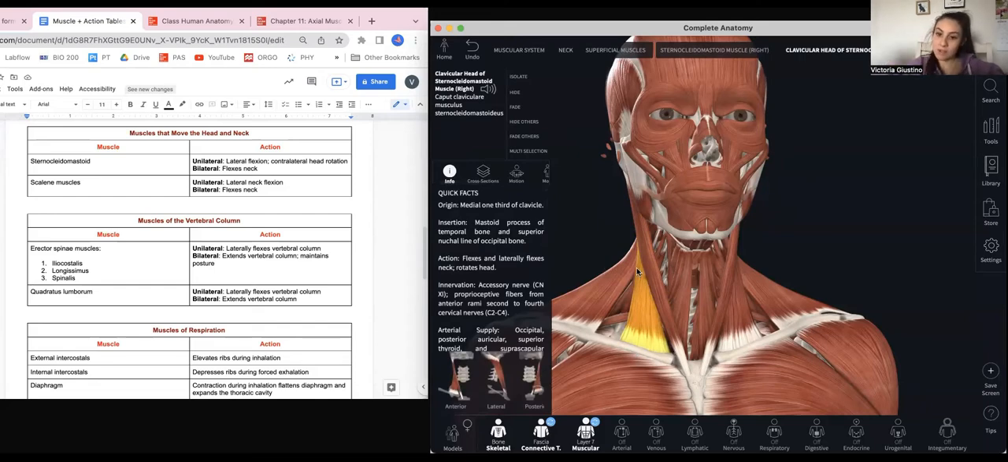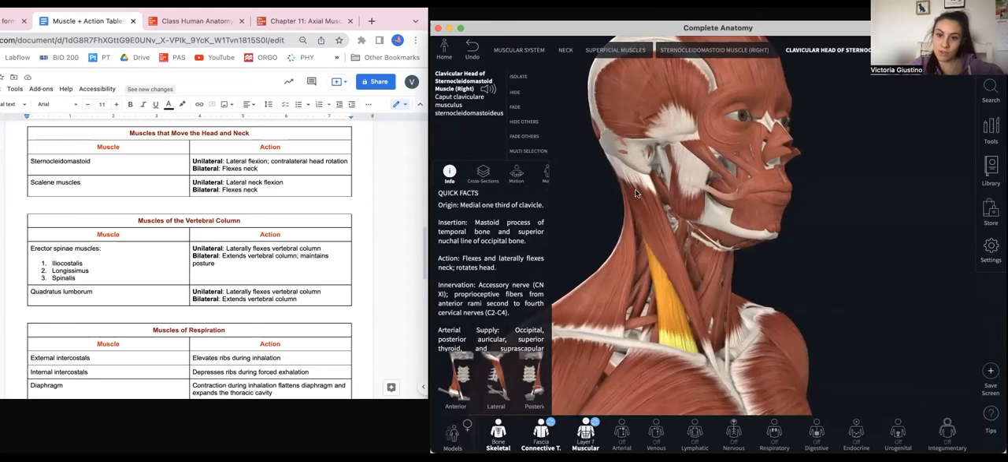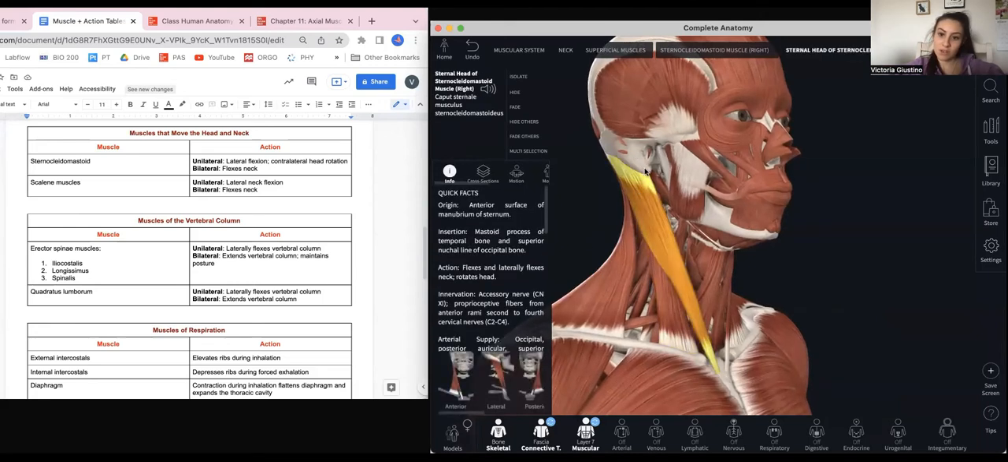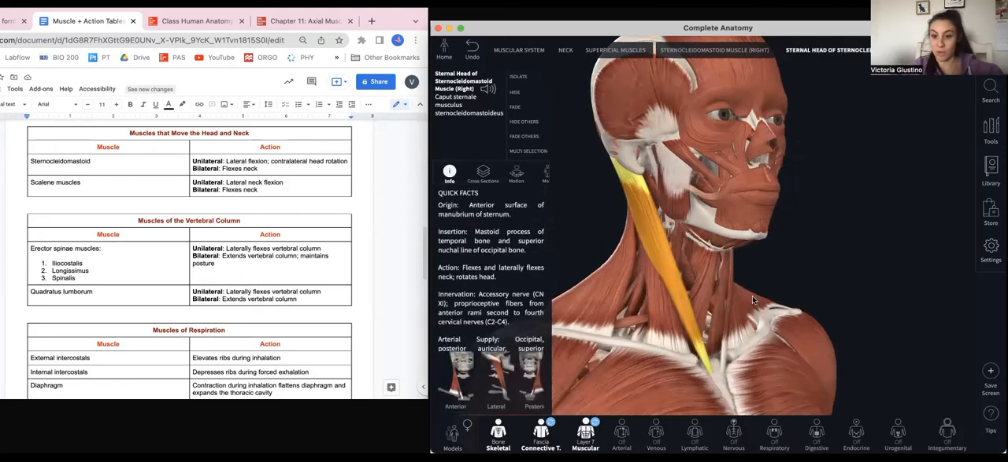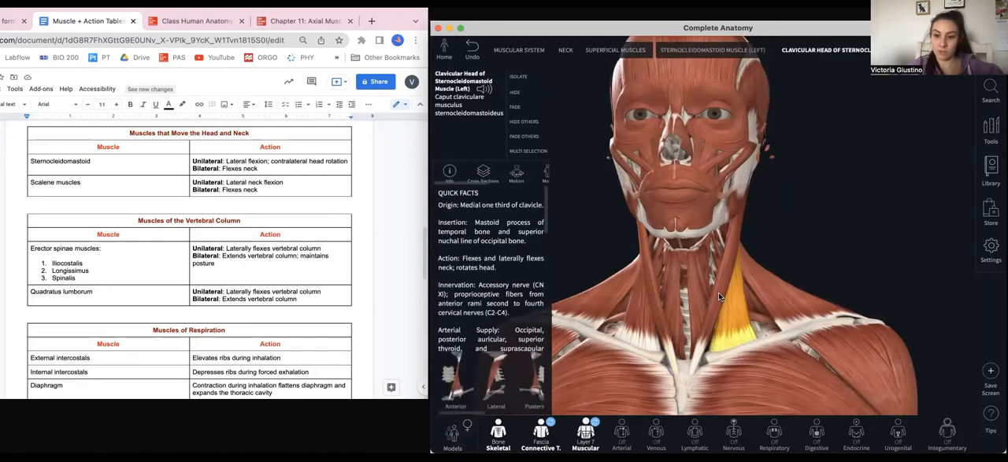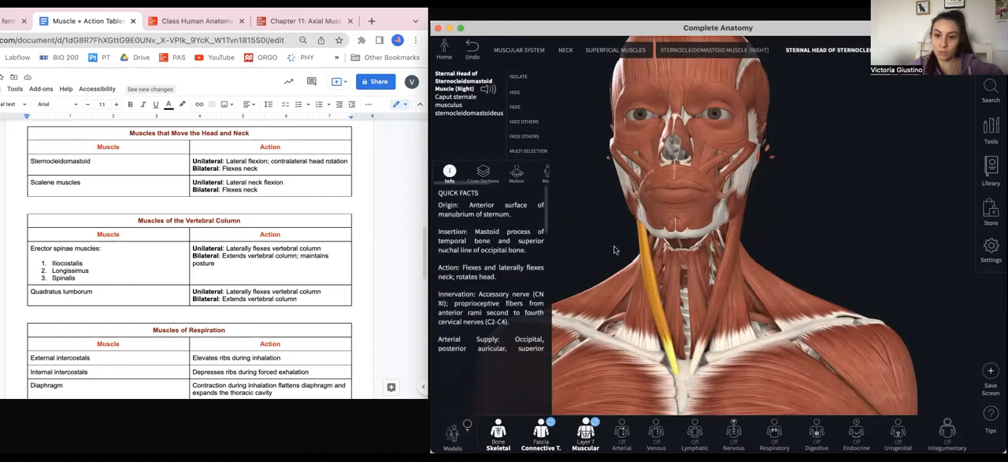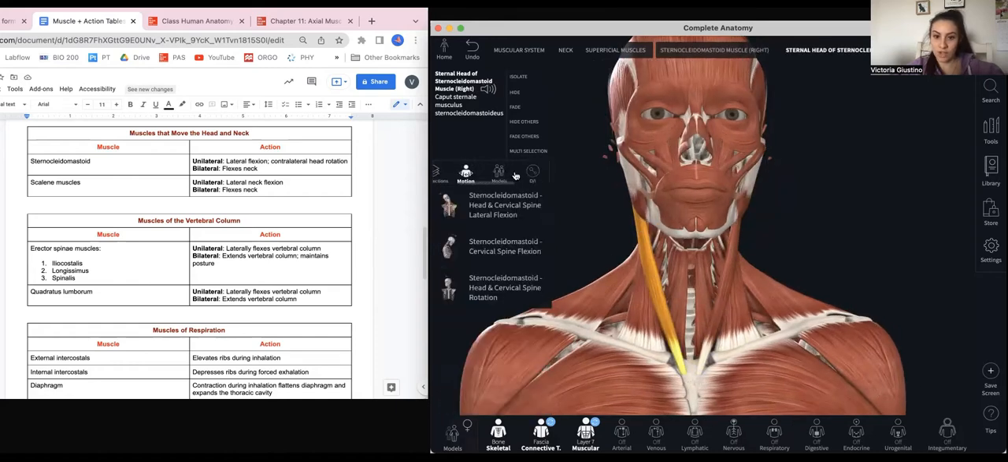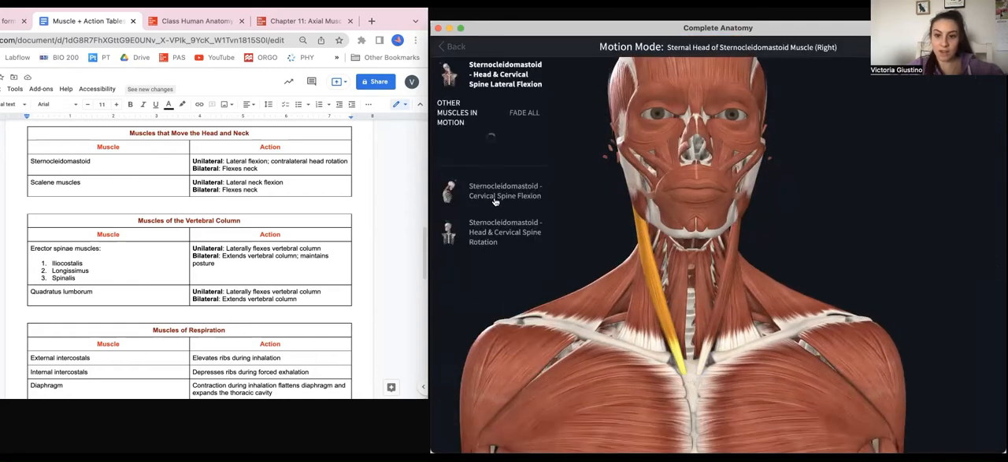And then the mastoid part, it's because it's going to insert right on that mastoid process. Remember, just posterior to your earlobe of your temporal bone here. So this and this are both your sternocleidomastoid muscle on the right. So you have one on the right, and then you have one on the left as well. So when the one on the right unilaterally contracts, you're just going to get lateral flexion.